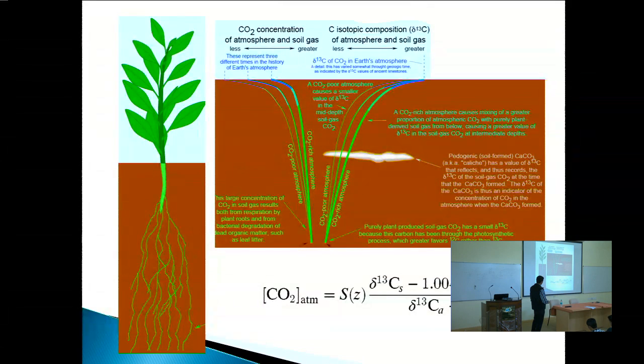And this factor, the other factor, comes from the diffusion, which is diffusion-driven mixing of atmospheric air and soil air, which takes place in the solid-air interaction or interface. So now this becomes again another tool for doing reconstruction of CO2 concentration in the past.